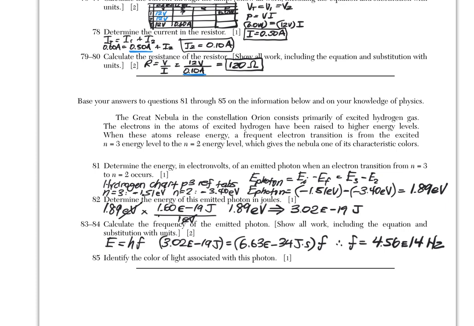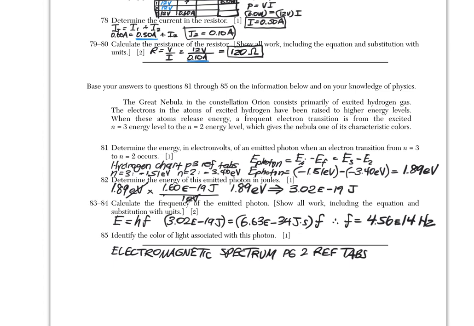And then for the last question, identify the color of light. So you look at the electromagnetic spectrum on page 2 of the reference tables, and 4.56 times 10 to the 14. And the color is red because it's between 3.84 and 4.82 times 10 to the 14 hertz.